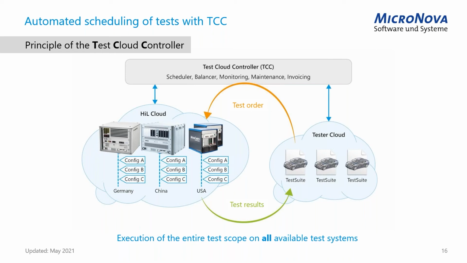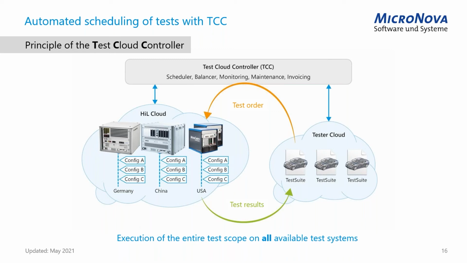So in this case, thinking about the balancer and the scheduler, you can execute your entire test scope on all the available test systems, and also think about a parallelization of the test cases, because thinking of test campaigns, they can be split up to multiple test resources that are connected to the TCC.